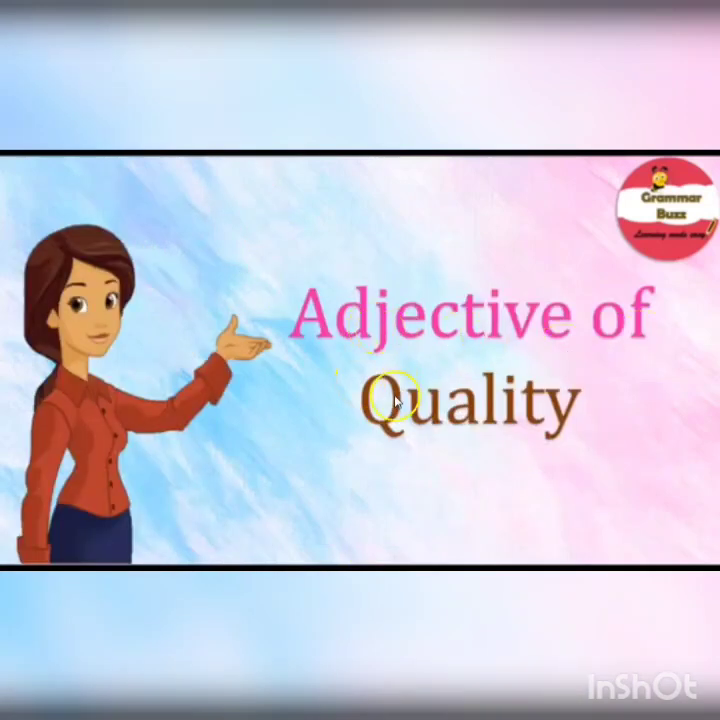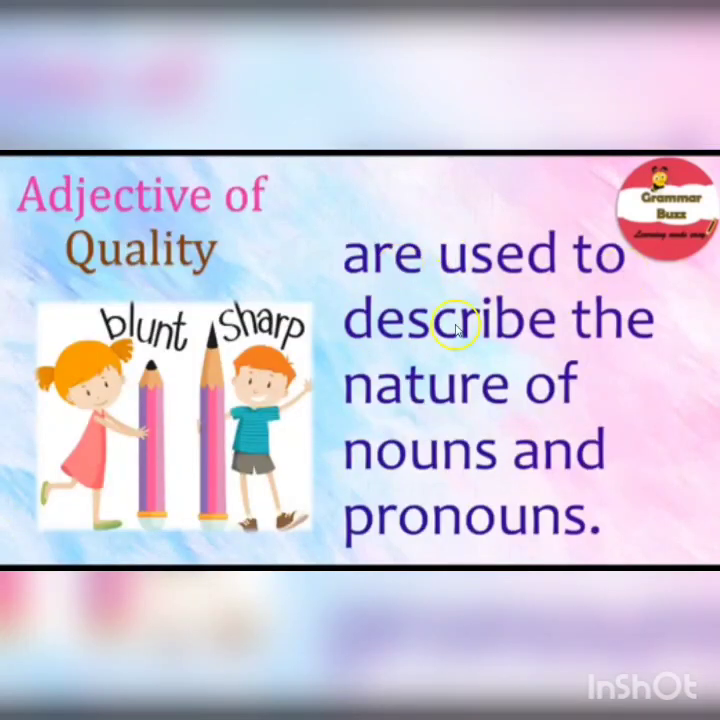First we'll see what is the adjective of quality. Okay, an adjective that is used to describe the nature of the nouns or pronouns is called adjective of quality. Now see here, example is given: blunt and sharp. This is a blunt pencil and this is a sharp pencil. So when any specific quality of a noun is mentioned, then it is called adjective of quality.